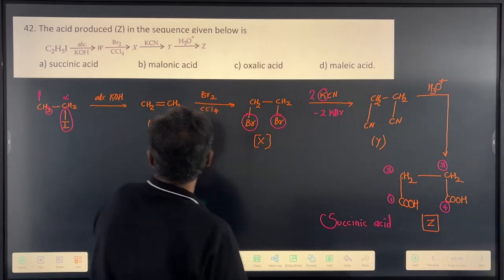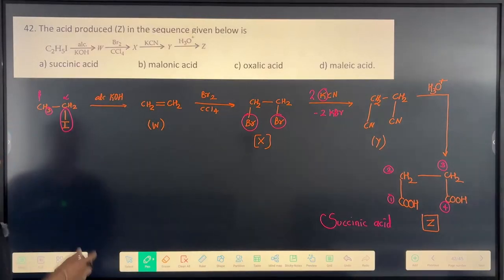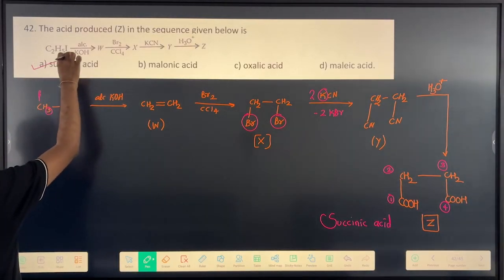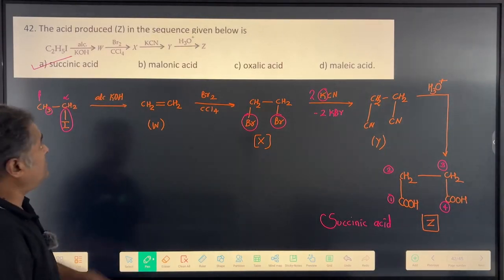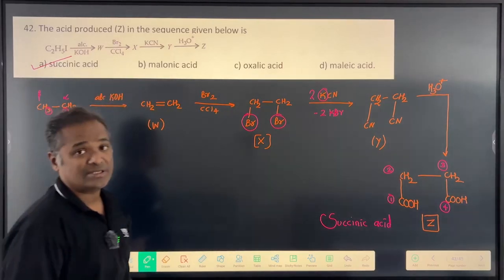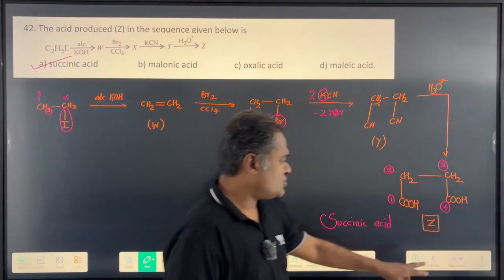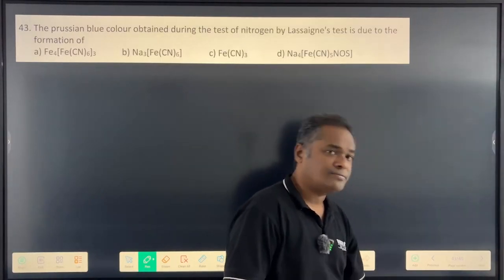Out of these 4 options, the most appropriate option is option A. So the correct answer for the given MCQ is A. Let's proceed to the next question.